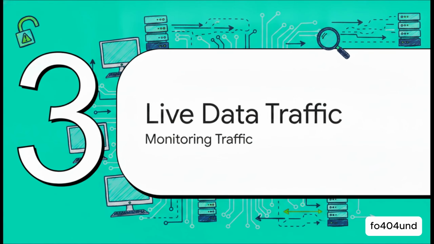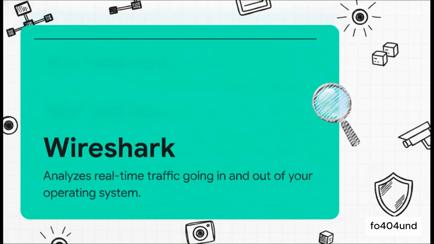Let's move on and see how this builds in Section 3, Monitoring Live Data Traffic. To monitor that live traffic, security pros use a piece of software called Wireshark. If Task Manager is the guest registry, Wireshark is like a network of high-definition security cameras pointed at every single door and window of your system. It captures individual data packets, entering and leaving your network in absolute real time.